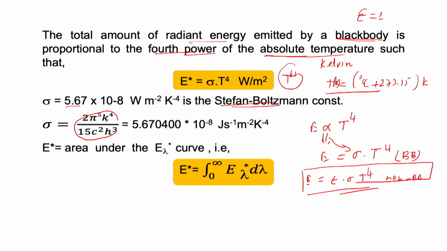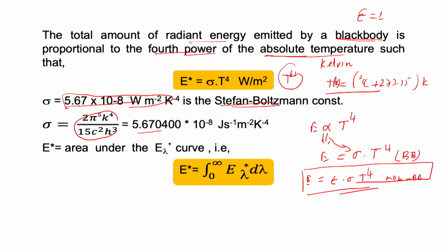5 k to the power 4, where small k is the Boltzmann constant, divided by 15 c squared h cubed. If you just calculate this number, it turns out to be 5.67 into 10 to the power minus 8. Just remember this much, and remember the unit, watts per meter square Kelvin to the power 4.